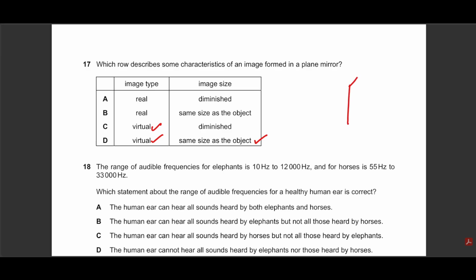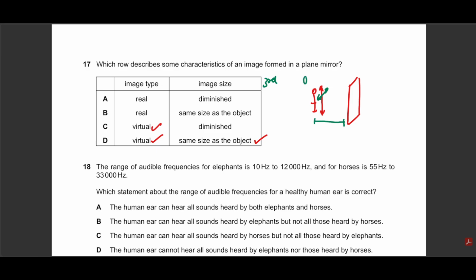One of the properties that's missing is that, for example, if this is the mirror and you're standing in front of it, when he says size, it means the height. But if you go a bit deeper, it definitely means the physical dimensions in all three dimensions will appear the same. And the third property that's missing, which should also be memorized, is the distance.